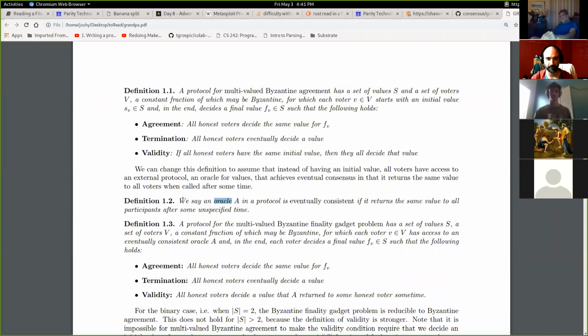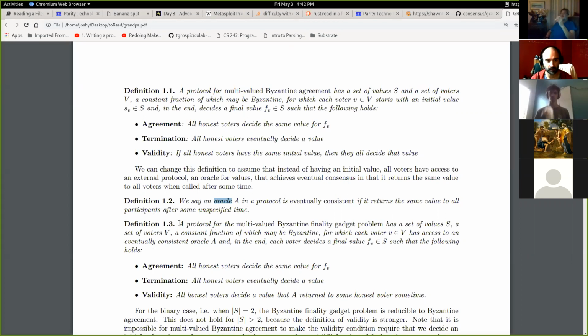So definition 1.2, we say an oracle A in a protocol is eventually consistent if it returns the same value to all participants after some unspecified time. So that almost sounds like the global stabilization time that we were talking about. Yeah. It reminds me of Casanova and their time. Yeah, maybe. That parameter is some fixed amount of time. We don't know what it is, but definitely there's some.